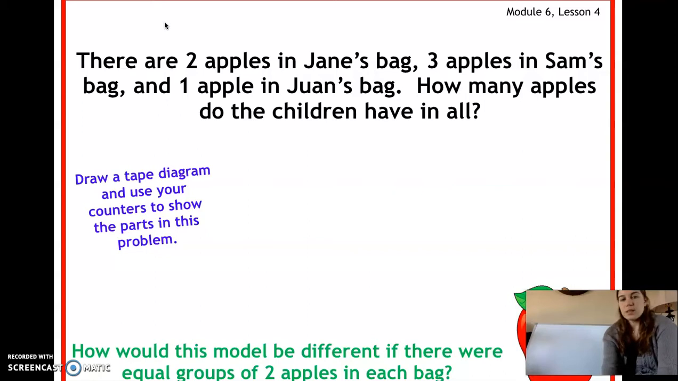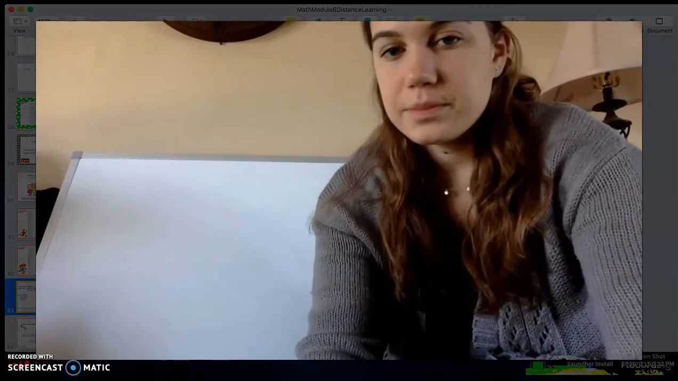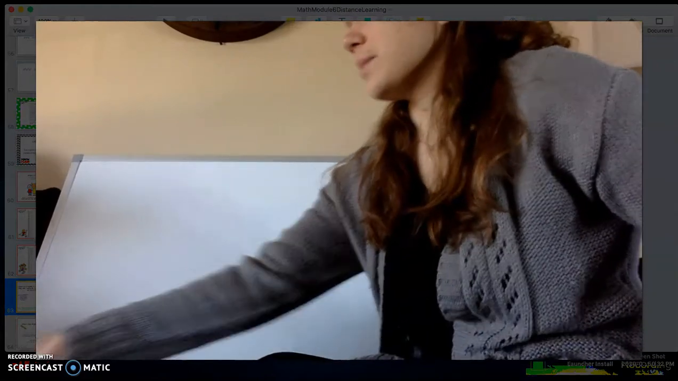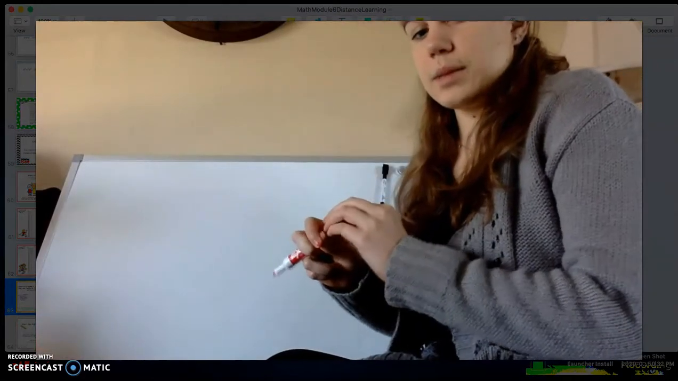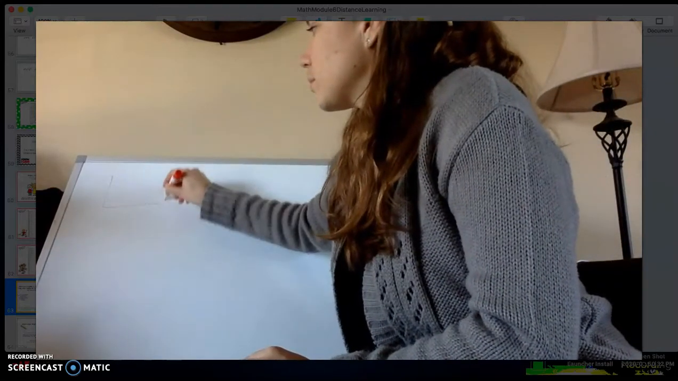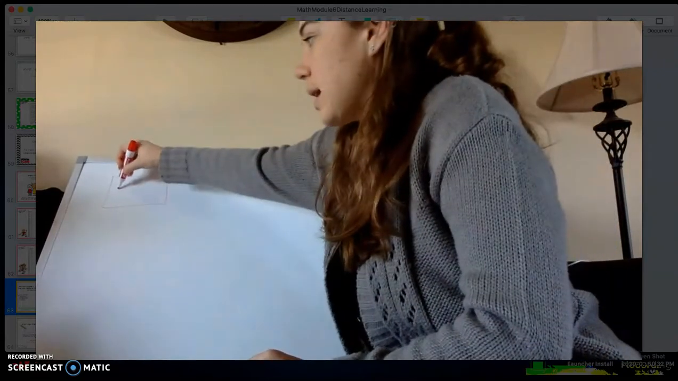They want us to draw a tape diagram and use our counters to show the parts in this problem. I don't have counters, so I'm just going to draw with circles. You can do the same. So let's move over so you can see me working on my whiteboard. So it says that there are 2 apples in Jane's bag. So I'm going to draw Jane's bag. And there's going to be 2 apples inside.